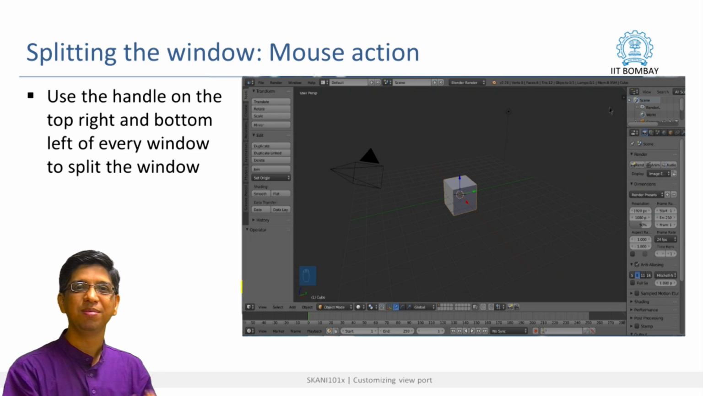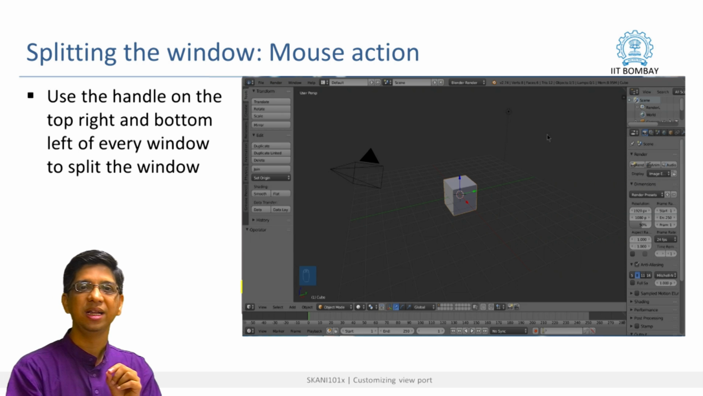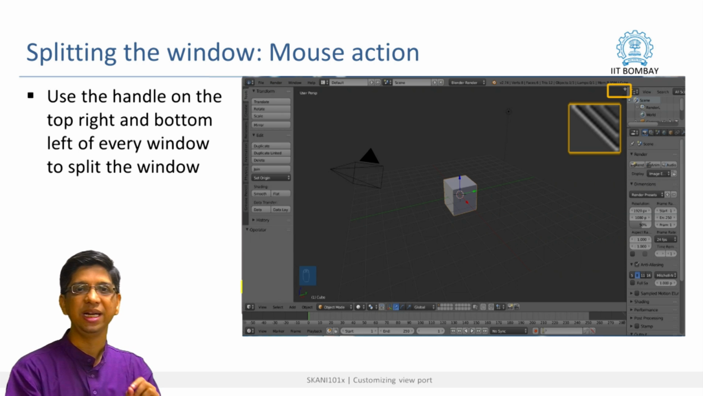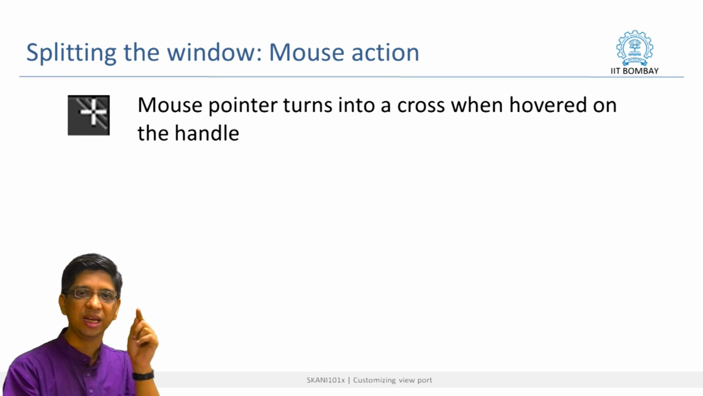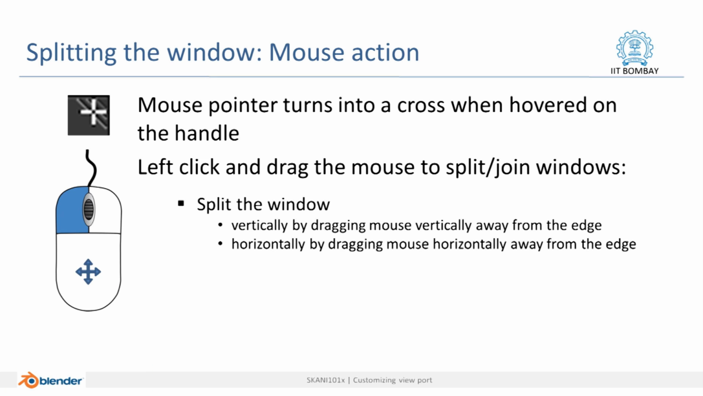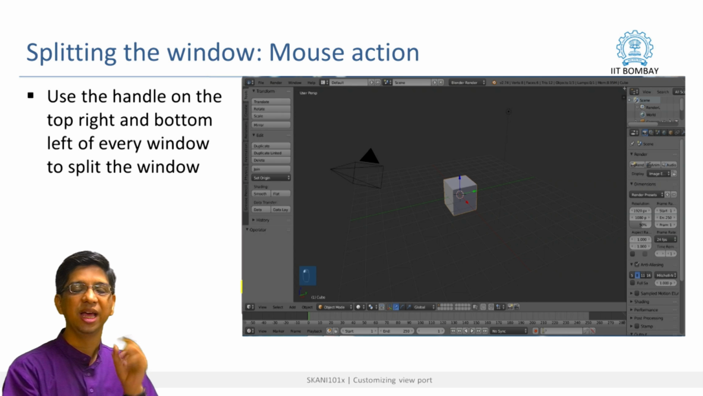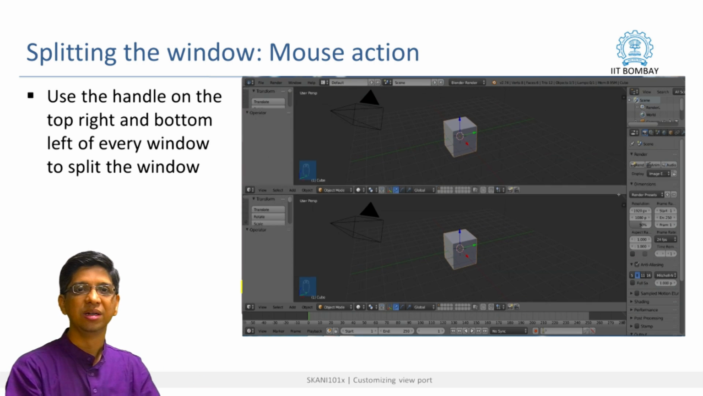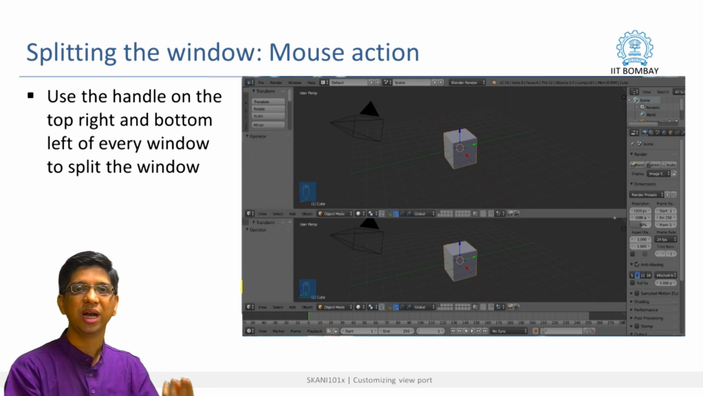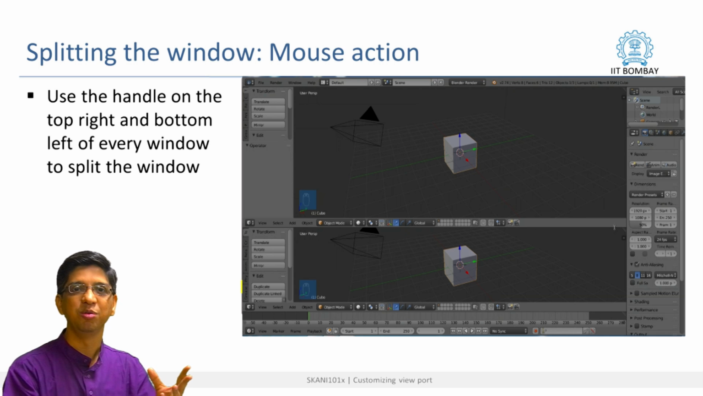Splitting can also be done in another smarter way. Look for the handle on the top right area of the 3D viewport. This looks like three lines provided at the corner. Left click and drag these lines and then you get another viewport instantly. Keep dragging them till you get the desired size of the viewport.